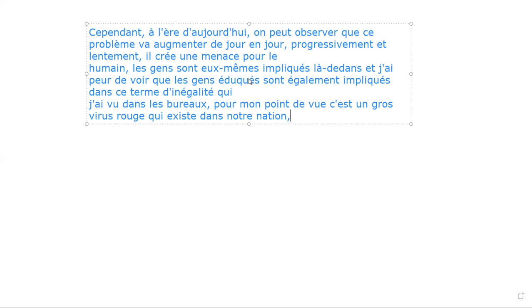Les gens sont eux-mêmes. What is eux-mêmes? EUX is my plural, themselves. Eux-mêmes, the people are themselves. Moi-même, myself. Soi-même, himself, herself. Okay. So les gens sont eux-mêmes impliqués, involved. Sont impliqués.